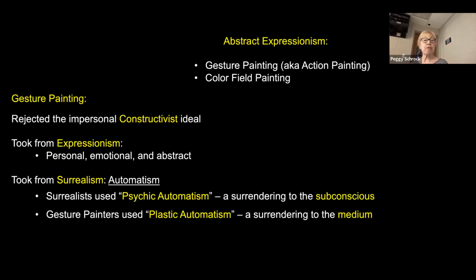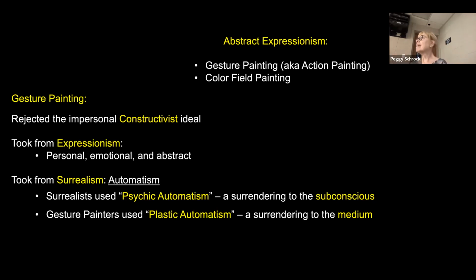So let's talk about the abstract expressionists. Two types: gesture painting, also known as action painting, and color field. We're going to talk about two gesture painters and two color field painters. Gesture painting, first of all, rejected the impersonal constructivists. There's nothing more personal than gesture painting. To define what that means.